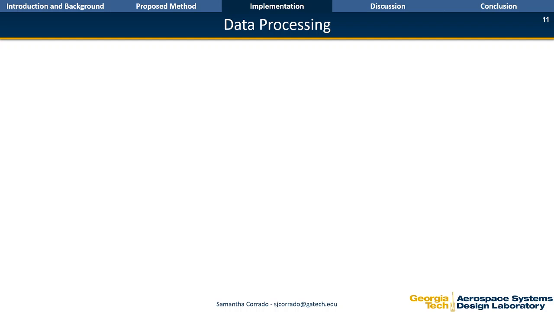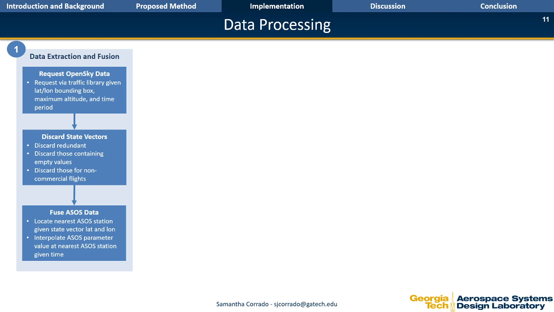I'll now present the data processing steps in detail. The first step involves data extraction and fusion, where OpenSky Network data is requested for a specific terminal area, state vectors that are redundant, contain empty values, or are general aviation flights are discarded, then the ASOS data is fused based on timestamps.